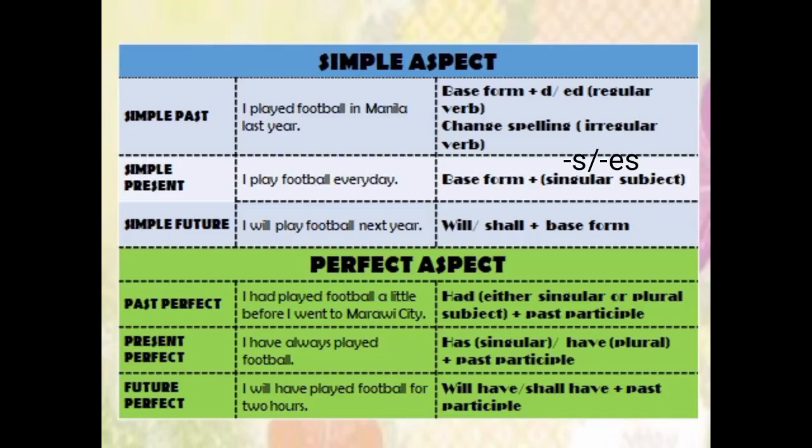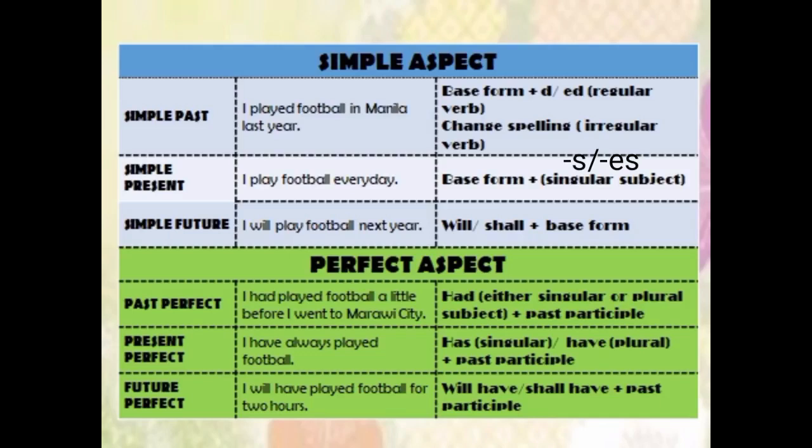Perfect aspect. Past perfect. I had played football a little before I went to Marawi City. We use had, either singular or plural subject, plus the past participle form of the verb. In present perfect, I have always played football. We use has for singular, have for plural, plus the past participle form of the verb.